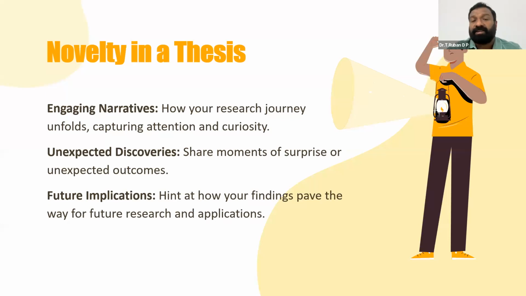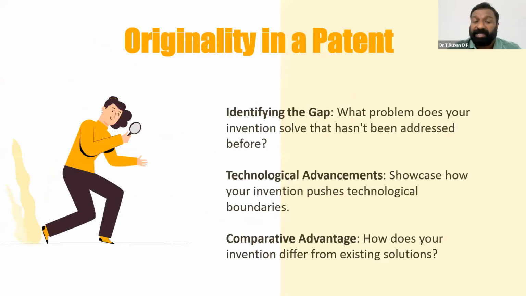And next, we'll come to originality in patent. Like in thesis, in patent there are three key things to highlight. Similar to thesis, one is identifying the gap. So imagine your invention as a problem-solving hero. Clearly explain the problem it tackles, which no one else has quite fixed before. It's like saying, here is the puzzle, and here is my invention, solving the unsolved.